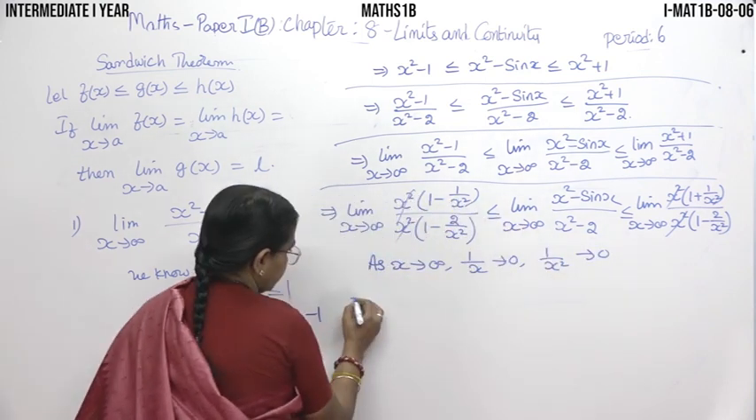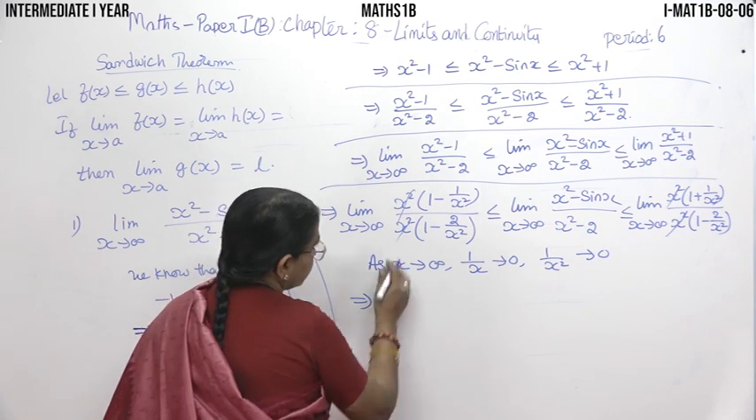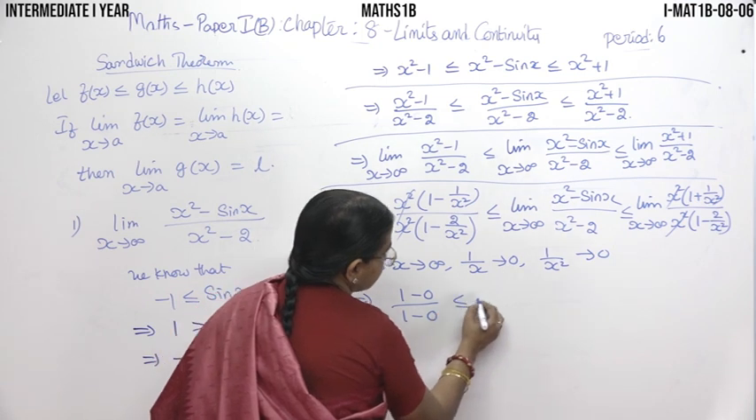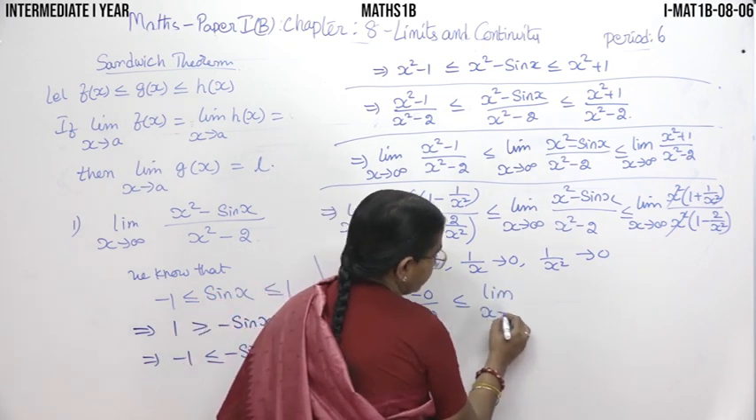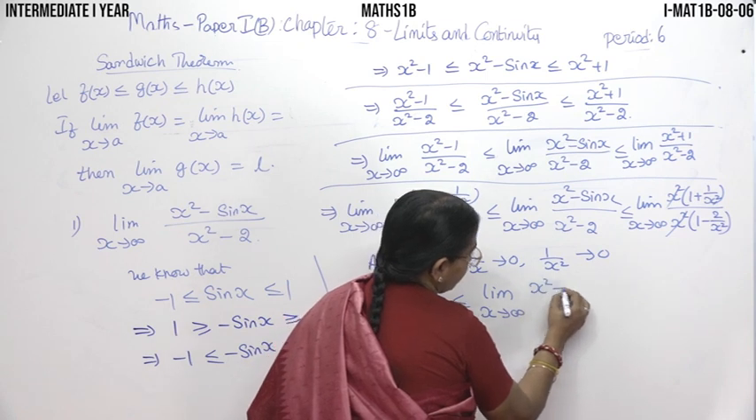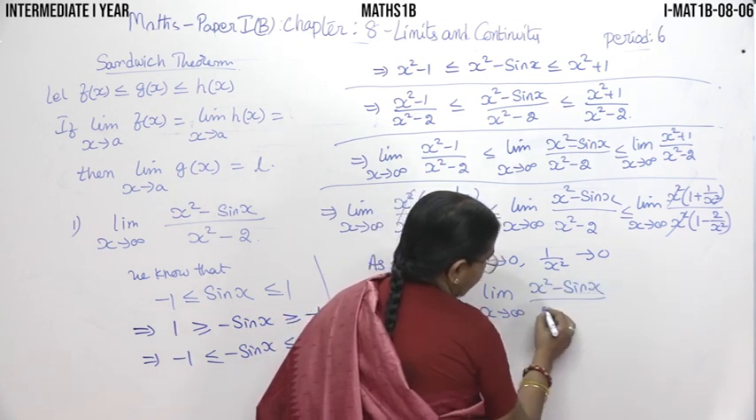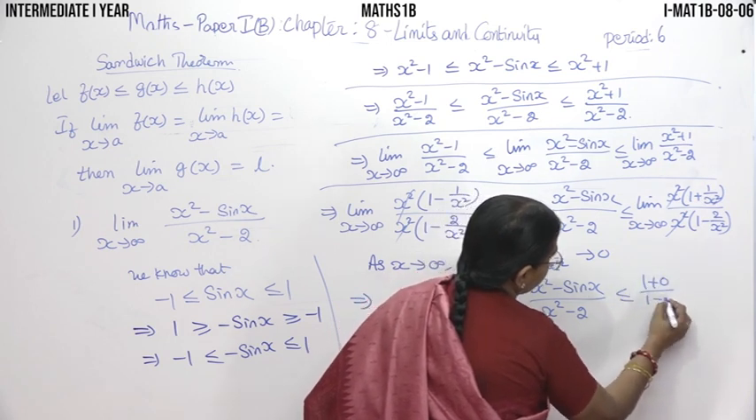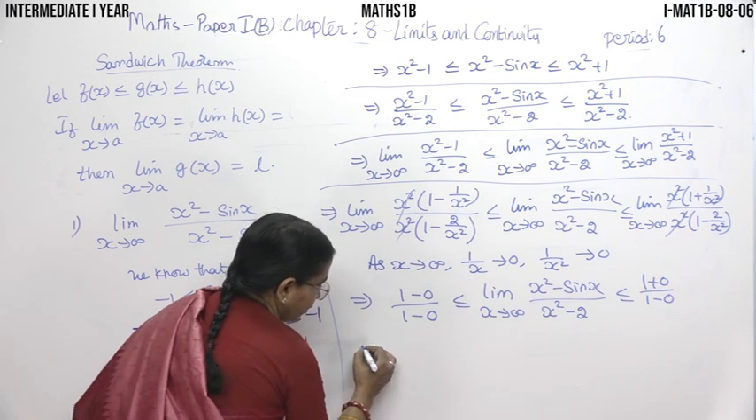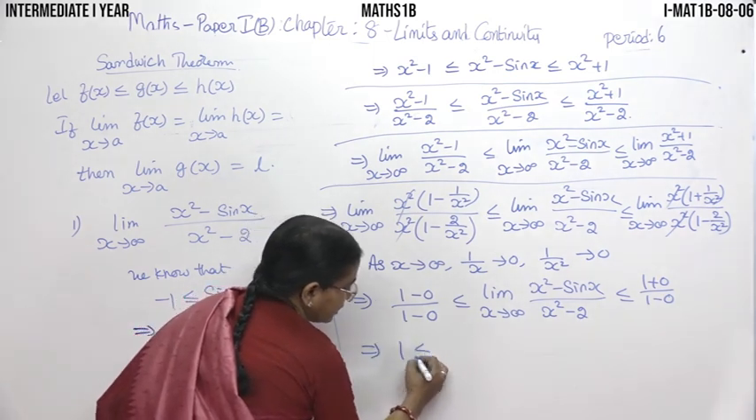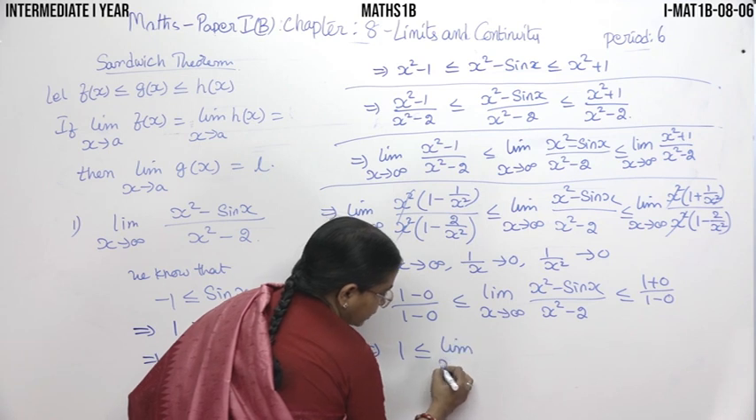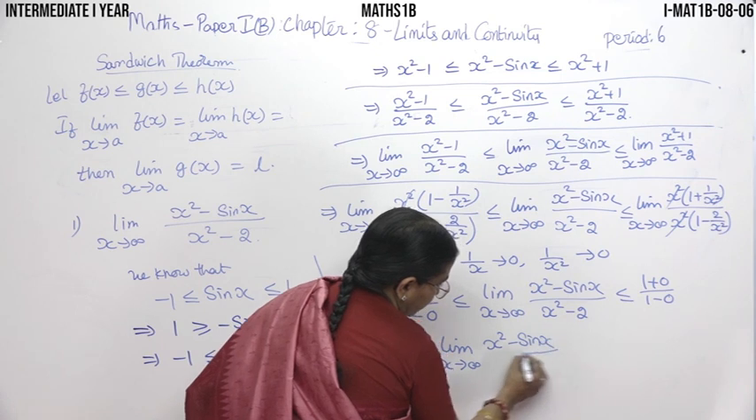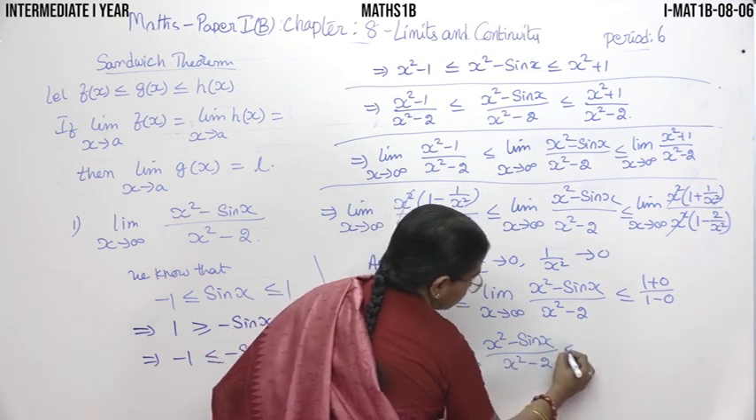So I'll write 0. That means this limit value lies between 1 minus 0 by 1 minus 0, which is less than or equal to the limit as x tends to infinity of (x square minus sin x) by (x square minus 2), which is less than or equal to 1 plus 0 by 1 minus 0. So it is equal to 1. So 1 is less than or equal to the limit as x tends to infinity of (x square minus sin x) by (x square minus 2), which is less than or equal to 1.